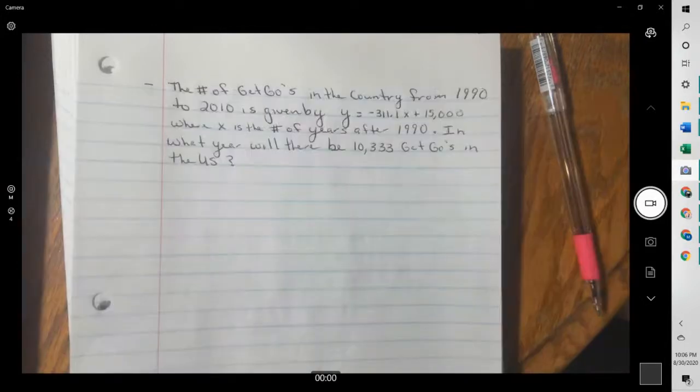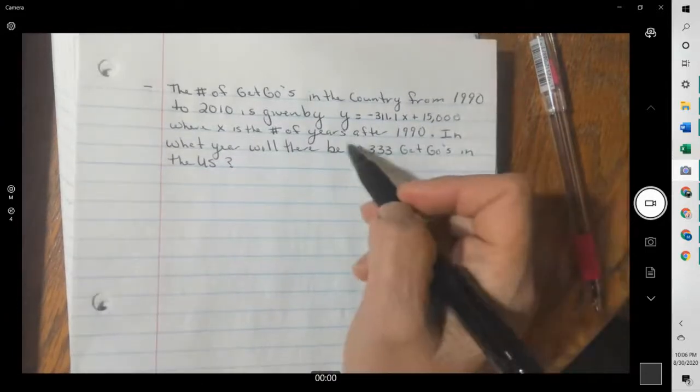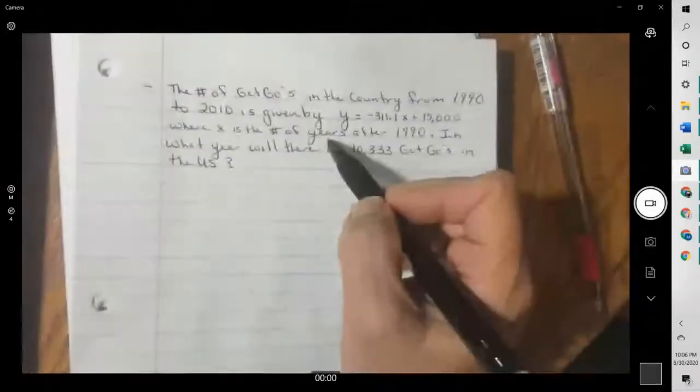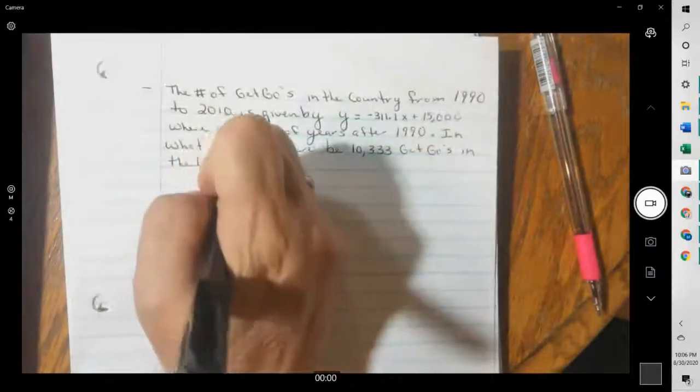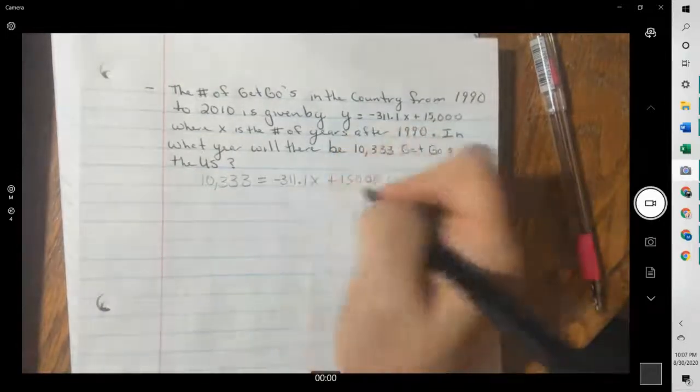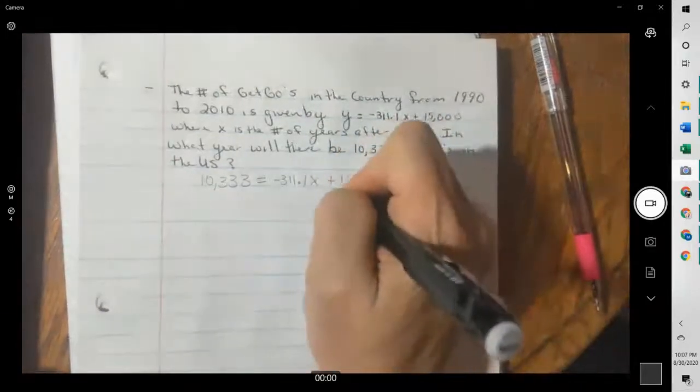So you always want to think about what that value means. This is the number of get-goes, and that was our value, X years. And so we have to plug this in for the Y value. So each time you're doing these, decide which place you should plug it in first, and then we'll solve. So to solve, the first thing we need to do is getting this term by itself. We'll subtract the 15,000.